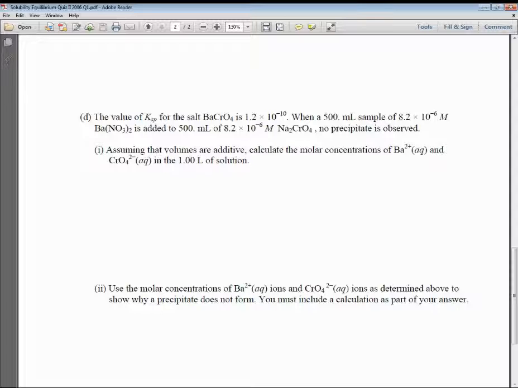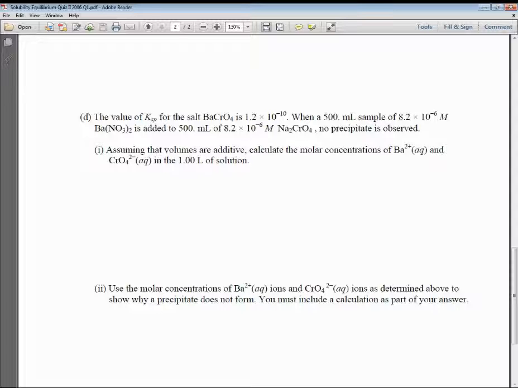Anything else come to mind? Molarity times liters divided by total volume. Anything else? Q. Thank you, Q comes to mind. But what does it already tell me? It says no precipitate. That means KSP is bigger than Q, right? Do I know that? Okay, so I'm going to have to explain that.